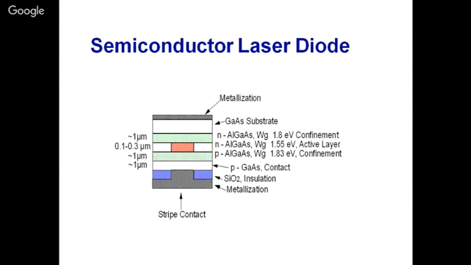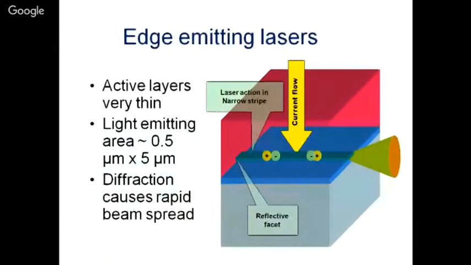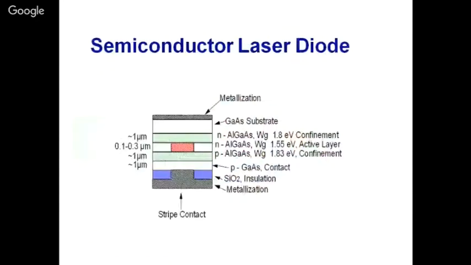Once again, a semiconductor laser also has layers of different material which can emit light. And to give you an idea of the layers deposited, you can see the layers are of the order of 1 micron, 0.1 to 0.3 micron. So imagine how they are deposited that finely.